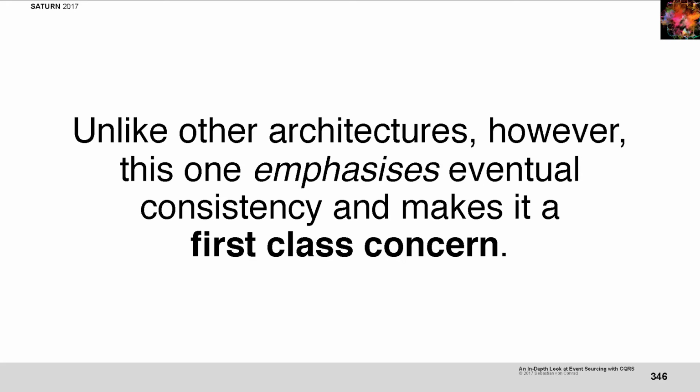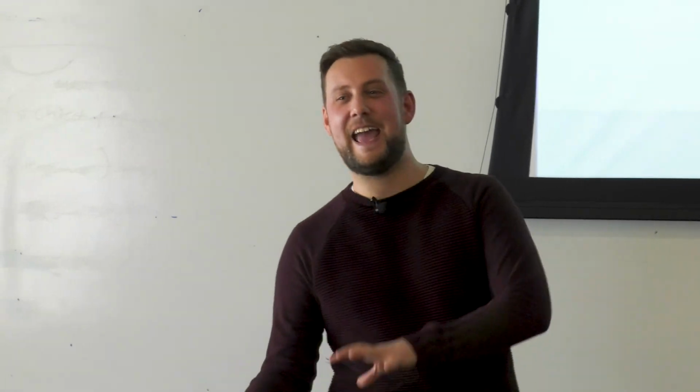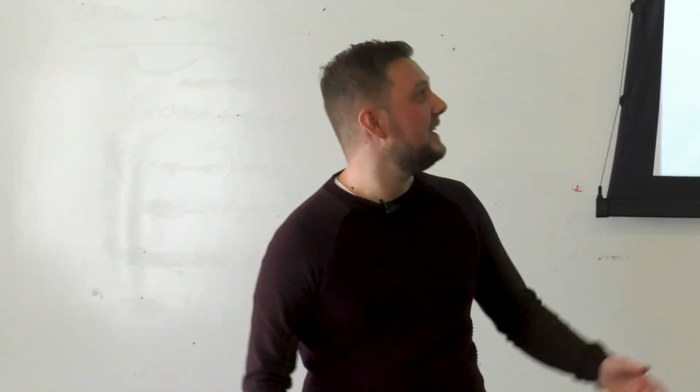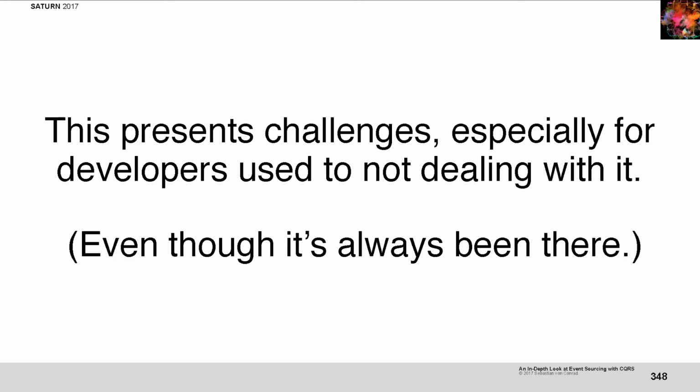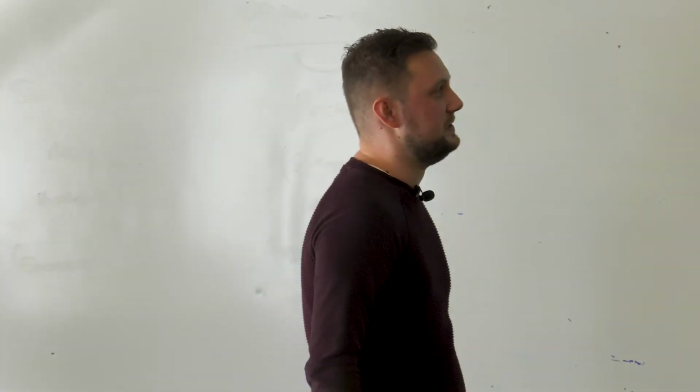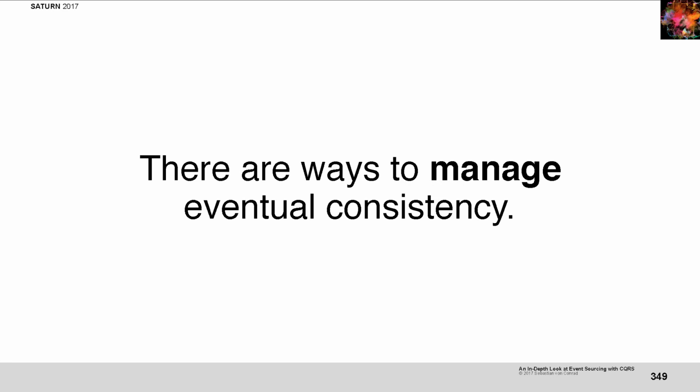The thing with event sourcing and CQRS, though, is even though you all have eventual consistency in your systems, this makes it a first-class concern. It emphasizes eventual consistency. It's a feature, right? And this represents a hell of a lot of challenges, especially for developers that are not used to dealing with this. Even though it's always been there, if people haven't been dealing with this, it is a significant mental barrier. Now, there are ways of managing eventual consistency. I'm going to mention a few of them.